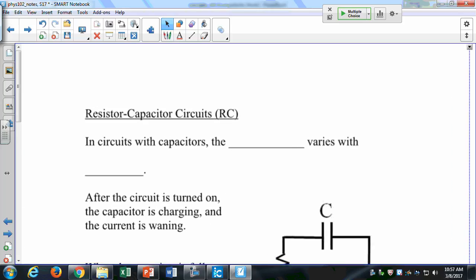Oh, I lost my pen. Give me just a second. It's usually fixed.